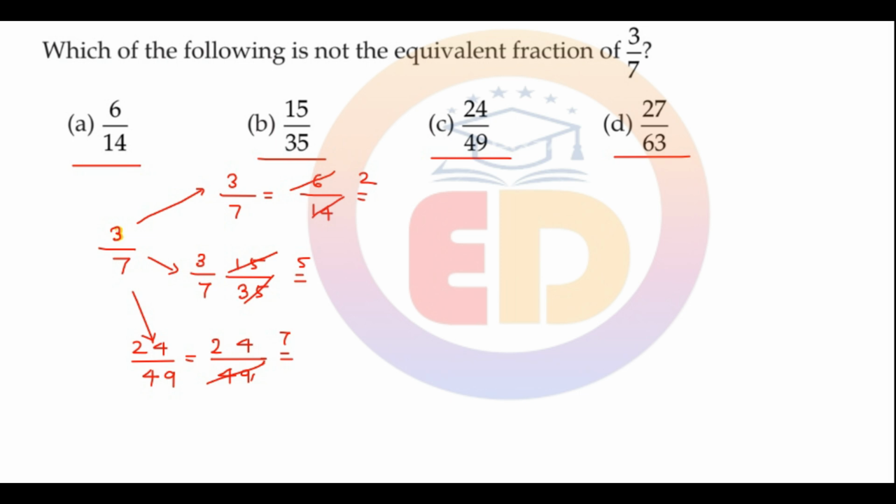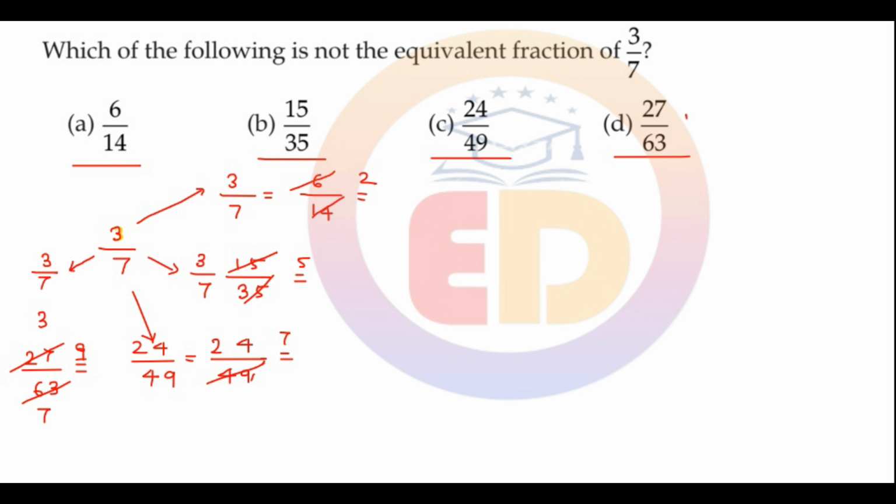The next is 27 upon 63. Both 27 and 63 are divisible by 9. Let's divide them by 9. 9 3s are 27, 9 7s are 63. So 27 upon 63 also comes to 3 upon 7.